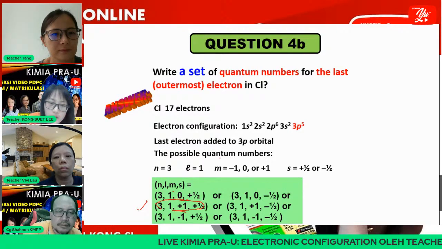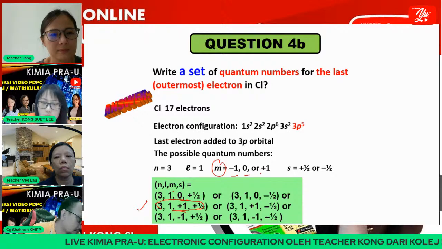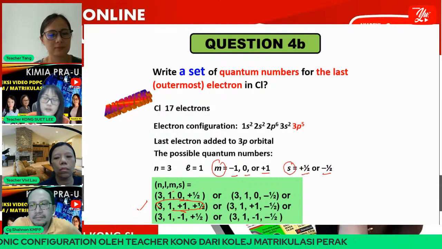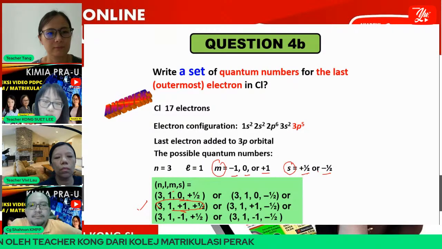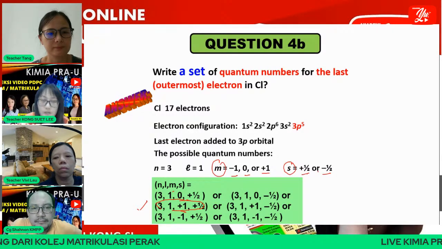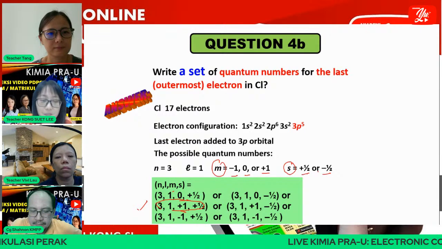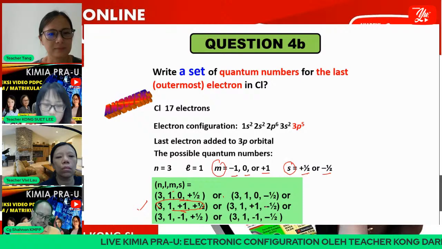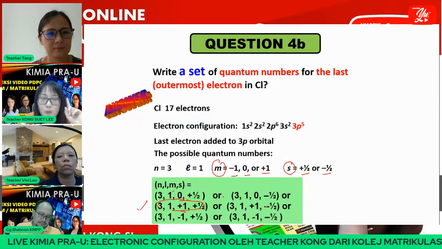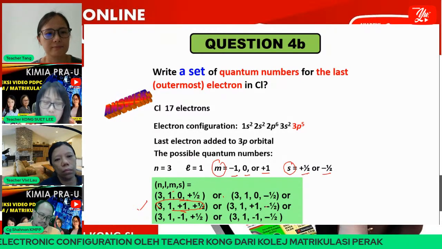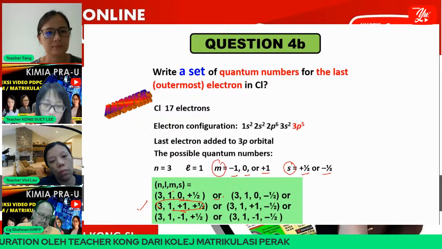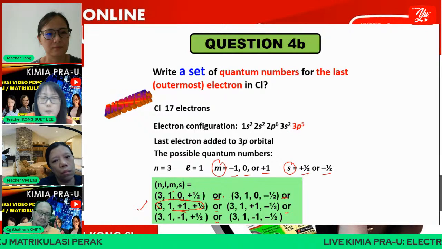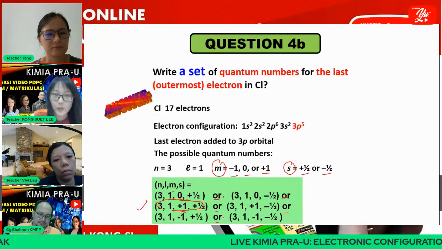Because the m value equals -1, 0, positive 1, and at the same time, the s value equals positive or negative half. That's why there are 6 possible answers for this case, but you just need to give one. Some of the students are so excited they give all 6 answers. If you write down comma or "and", it is wrong because the question asks for a set. So giving one set is enough. If you really want to write everything, you have to put the sign "or", but it is time consuming. That's why I encourage you to just give one answer set. I hope you all can understand.